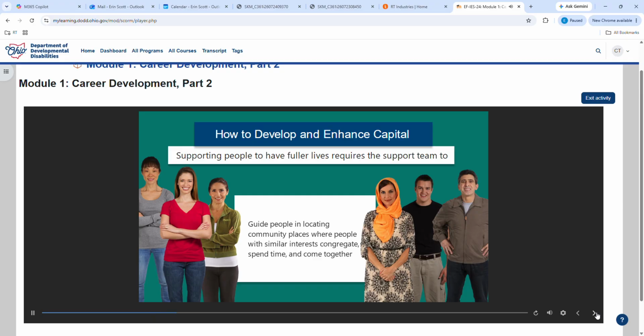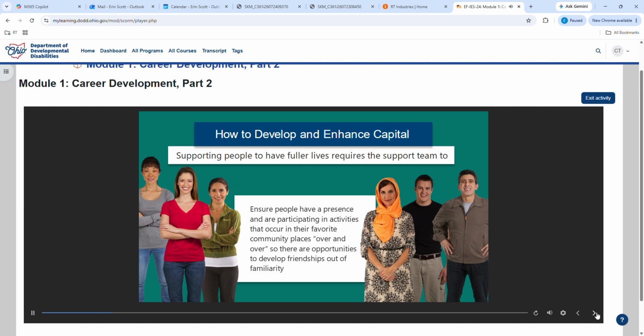Guide people in locating community places where people with similar interests congregate, spend time, and come together. Ensure people have a presence and are participating in activities that occur in their favorite community places over and over, so there are opportunities to develop friendships out of familiarity. And use employment best practices to support people in becoming employed.